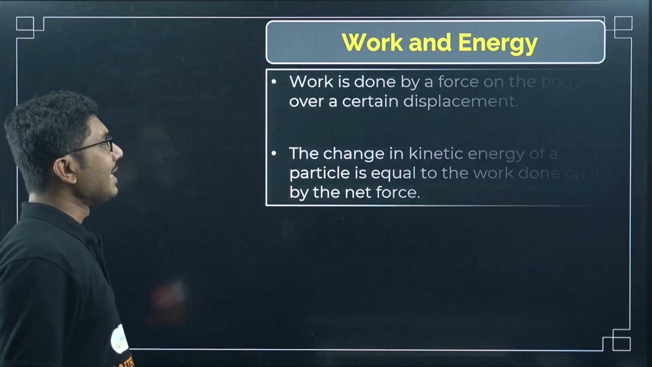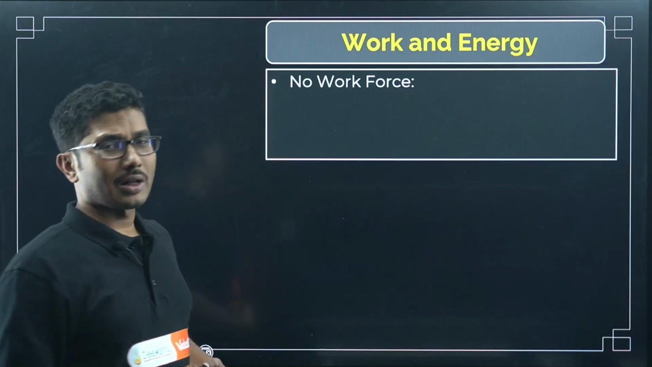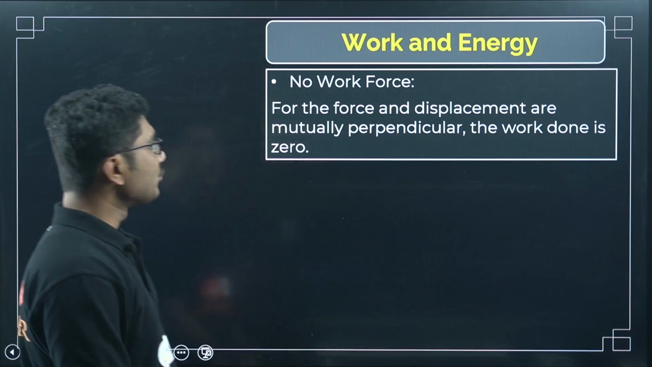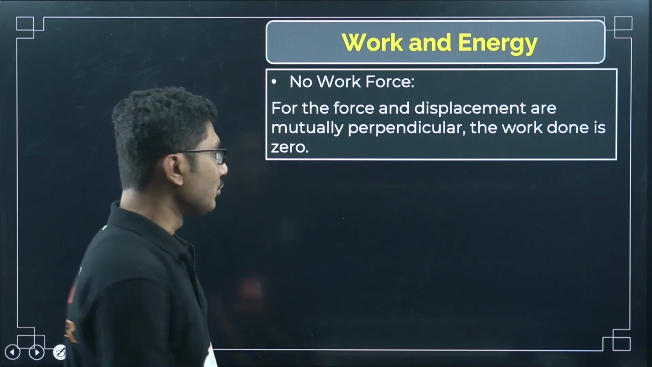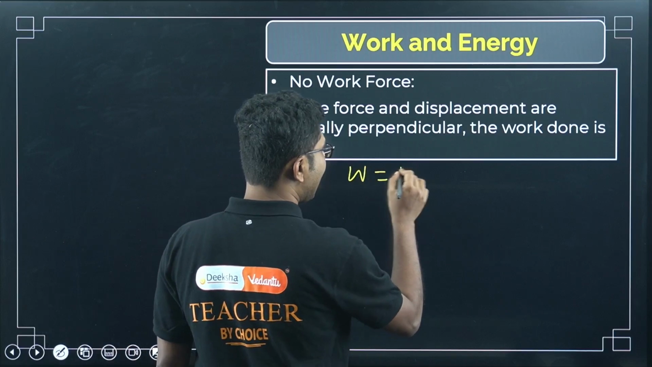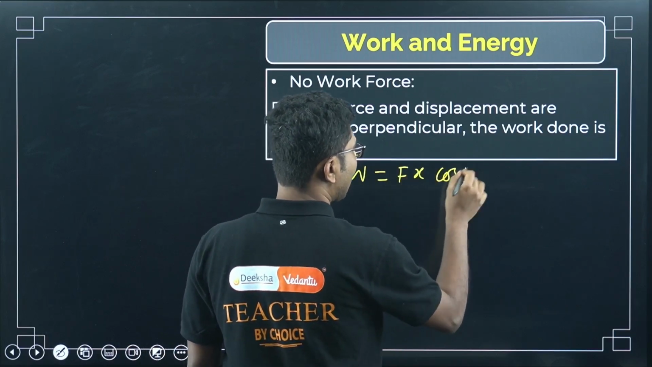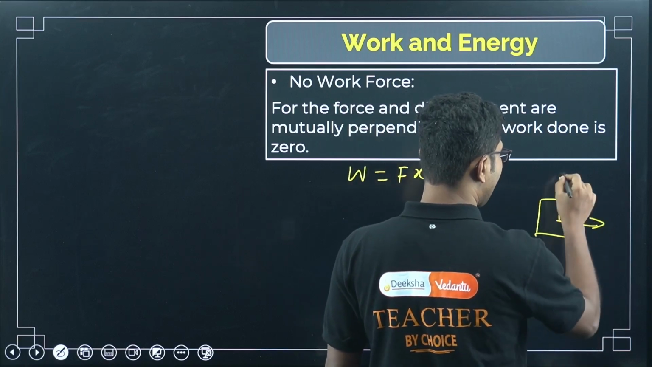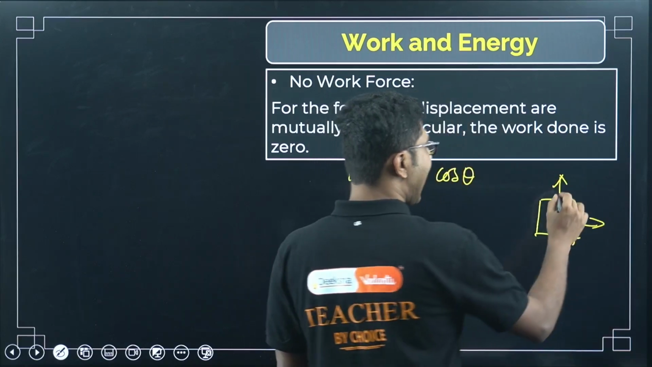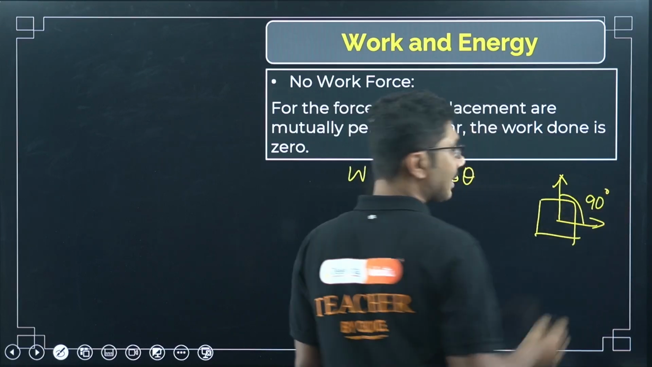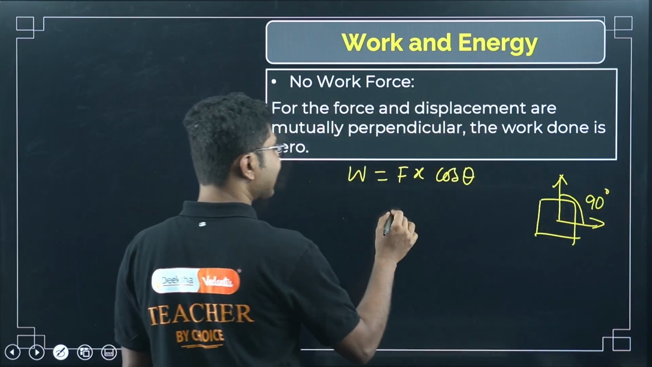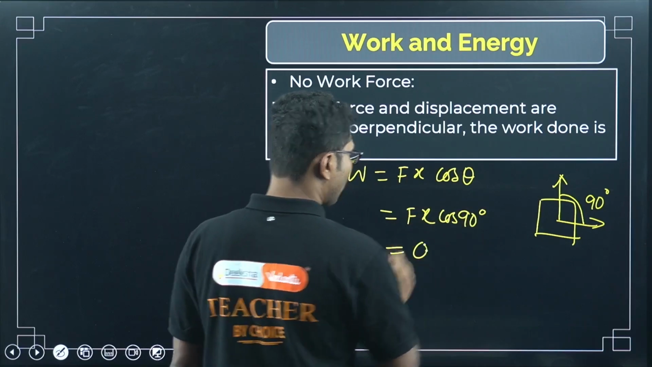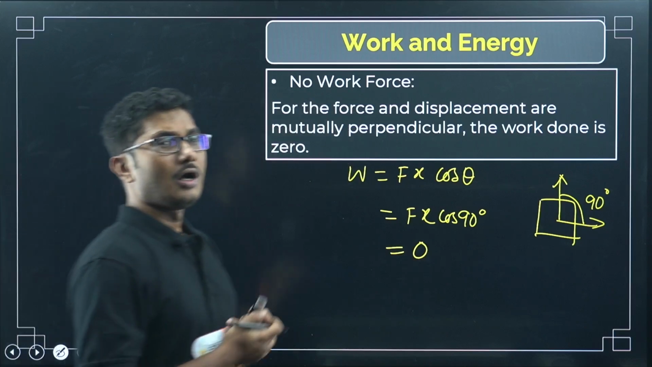Now let's move on to the next part, the no work force. What is a no work force? When the force and displacement are mutually perpendicular, the work done is zero. We have seen that work done is given by Fx cos theta. Now suppose the object is moving in this direction and the force is applied in this direction. Then what is the angle? The angle will be 90 degrees, that is, they are perpendicular to each other. Now what will be the work done in this case? Fx cos 90. We know that cos 90 is 0. So the work done will be 0. This type of force is called a no work force.